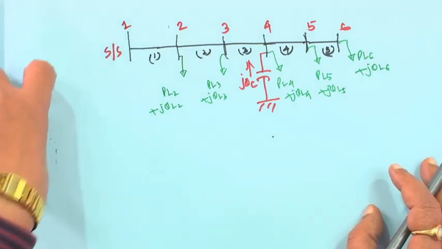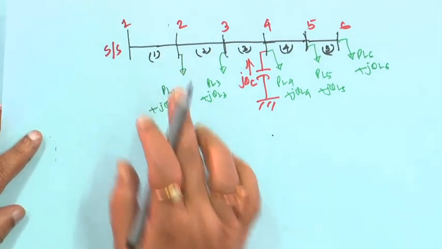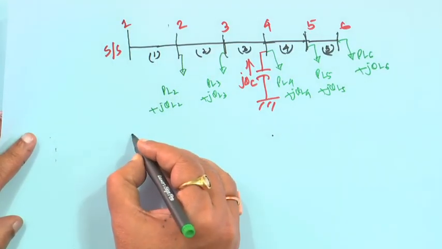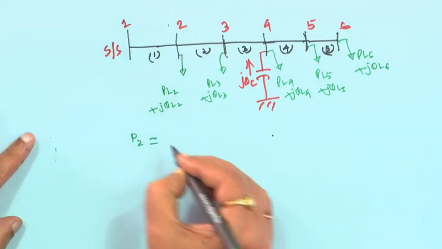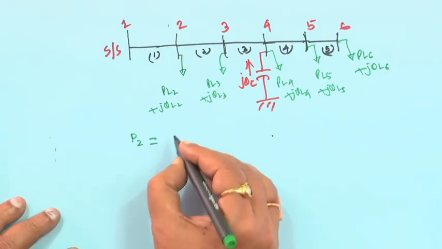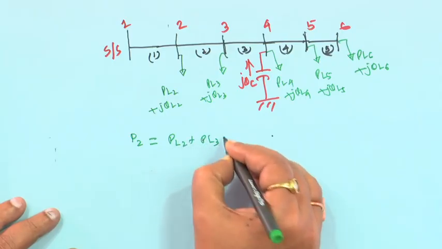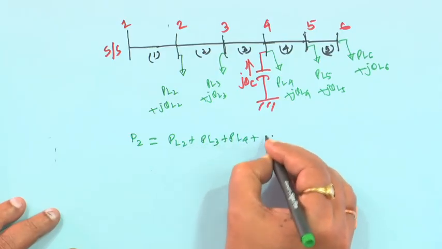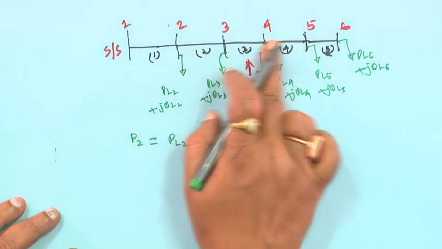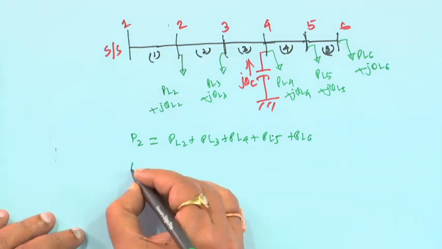There are 5 branches. If you take the electrical equivalent of branch 1, then what is P2 and what is Q2? P2, for branch 1 only, is the total load fed through node 2, which will be PL2 plus PL3 plus PL4 plus PL5 plus PL6. Now, what will be Q2?